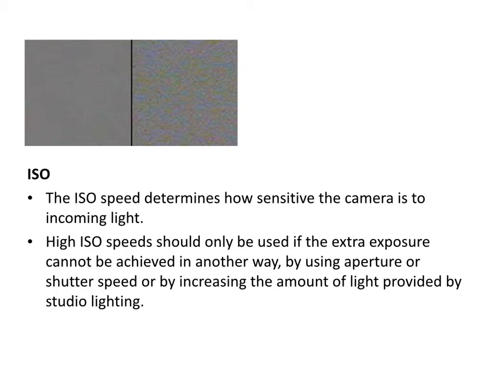On the slide shown, the image on the right has a high ISO speed, which gives the effect of digital grain. High ISO speeds should only be used if the extra exposure cannot be achieved by another way, for example by using aperture or shutter speed, or if working in the studio by increasing the amount of light provided by studio lighting.